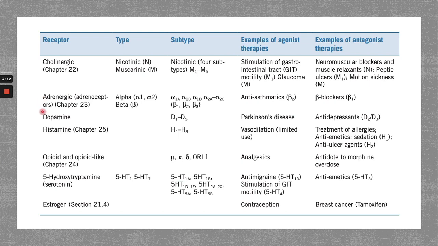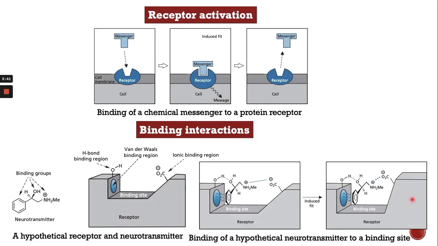It is the same for the adrenergic receptors, histamine, and then the opioid and opioid-like receptors, and 5-hydroxytryptamine, right, and estrogen, right, where the agonist is used for contraception, and an example of an antagonist is used for breast cancer. So these are the different types of receptors.